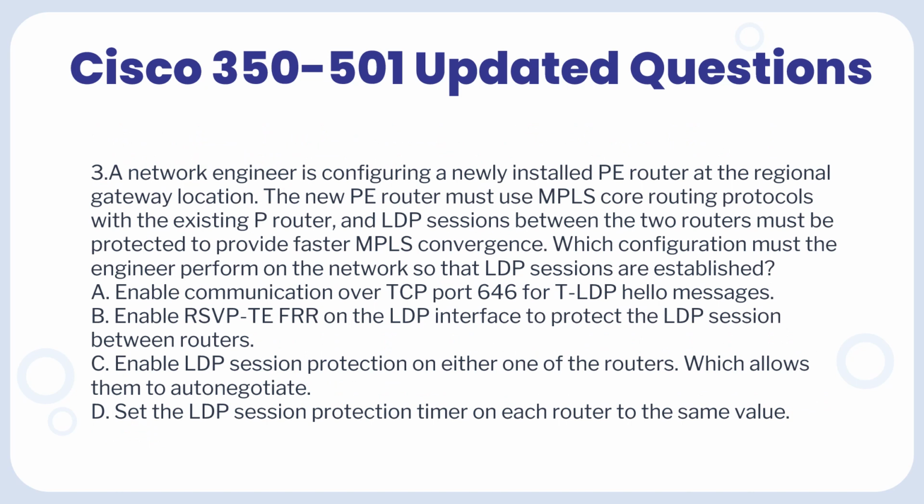3. A network engineer is configuring a newly installed PE router at the regional gateway location. The new PE router must use MPLS core routing protocols with the existing P router, and LDP sessions between the two routers must be protected to provide faster MPLS convergence. Which configuration must the engineer perform on the network so that LDP sessions are established? A. Enable communication over TCP port 646 for TLDP hello messages.